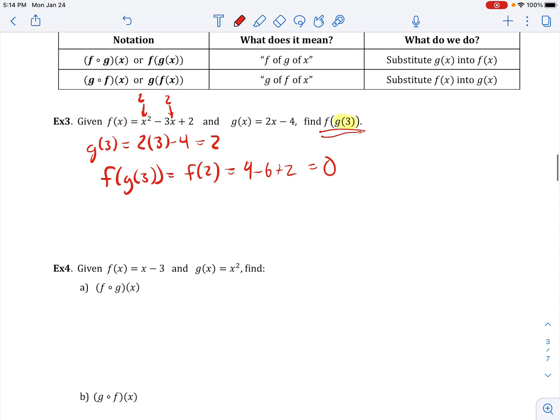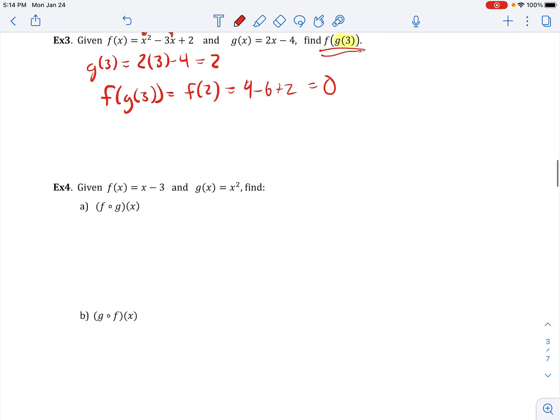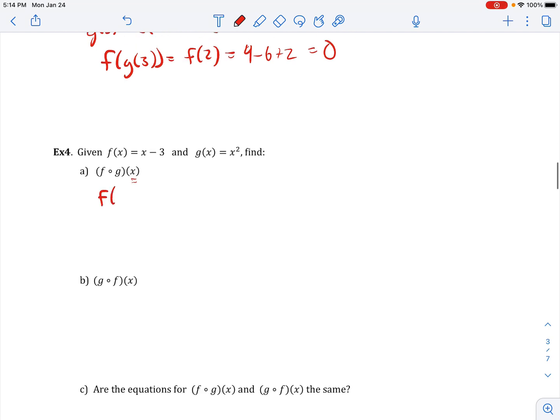Given f of x is x minus 3, and g of x is x squared, I'm looking at example 4 now. Find f of g of x in general. Well, that's like finding f of, well, what's g of x? It's x squared. Okay, so we did this back in the exponents and logs unit. Now we're going to use this as the input into the f machine.